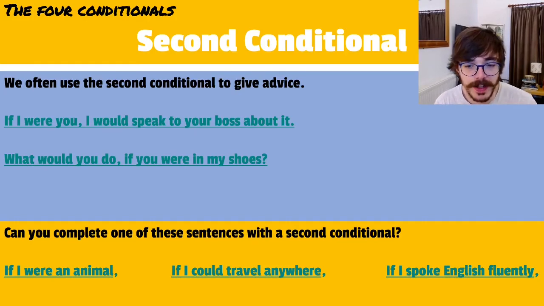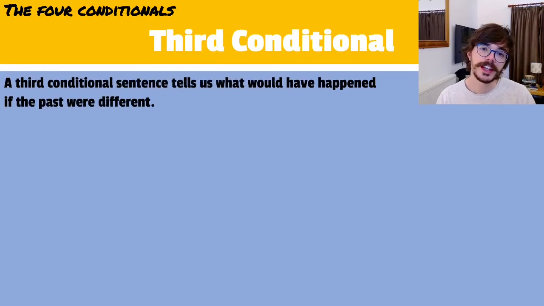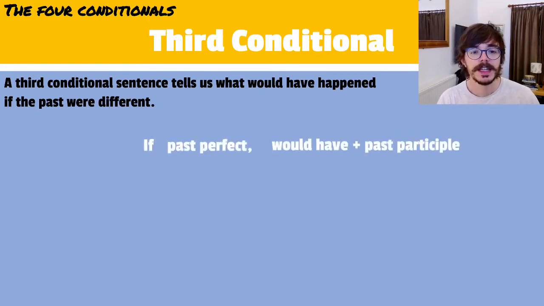Let's move to the third conditional. So, third conditional. This is our last one already. We've made it already. So, third conditional. The third conditional sentence tells us what would have happened if the past were different. So we form it with if plus the past perfect and would have plus the past participle.